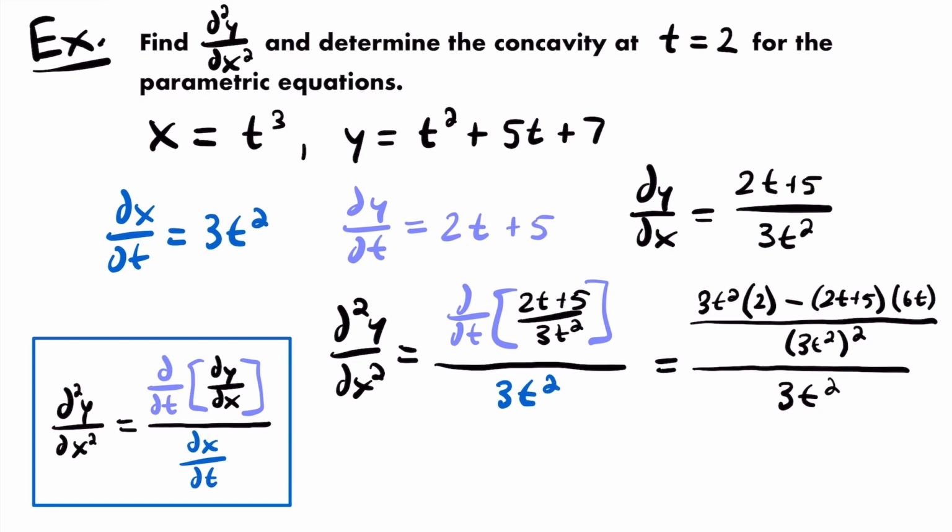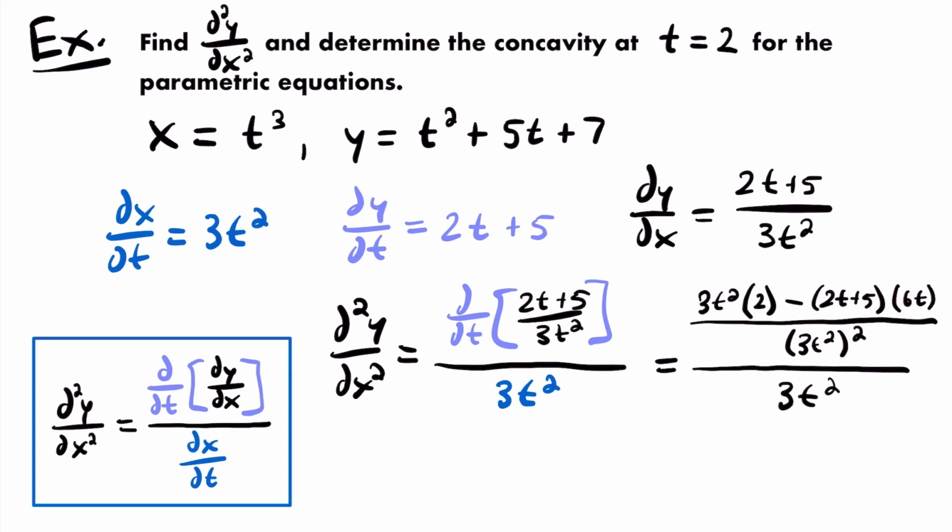We need to simplify it a little bit before we can use it to determine the concavity at t equals 2. I guess if you wanted to, you could plug 2 right into this form and find the value of your second derivative, but that would be pretty messy. So let's simplify this. First of all, notice that dividing by 3t squared would be the same as just multiplying that into the denominator of this numerator, right?